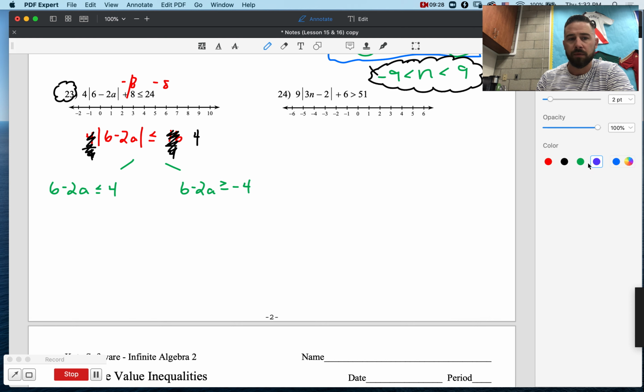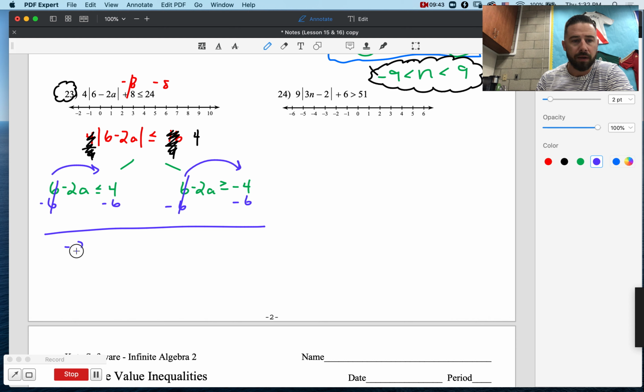Got it? Okay, let's get this 6 over here. Minus 6, gone. Minus 6, gone. Okay, what do we have? Negative 2a equals negative 2. And we have negative 2a equals negative 10.